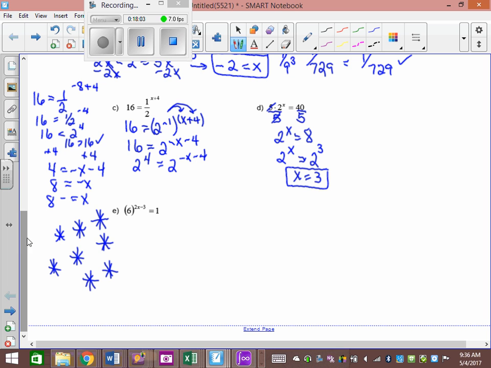So we're going to turn 1 into 6 to the exponent 0. Because 6 to the exponent 0 is 1, right? Can you see how you would forget to do that? It's very easy to forget that one. But whenever you have anything equal to 1, you can make it be the base of the other side. So now we just have 2x minus 3 equals 0. 2x equals positive 3. X equals 3/2.